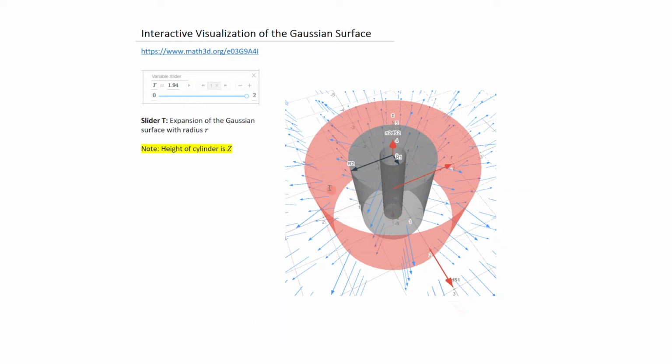And so what we're doing is expanding the radius of this Gaussian surface, and we're constantly checking what is happening on the inside, because the surface is enclosing a volume, and we're interested in the total charge enclosed within the volume, enclosed by what we call the Gaussian surface. The vector fields are shown here in a radial direction, the ones indicated in blue. And the height that we've chosen is just an arbitrary value, capital Z, to work through the divergence theorem.